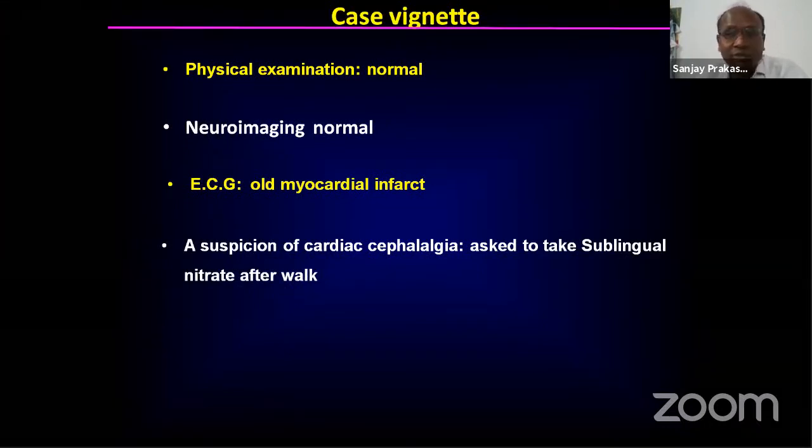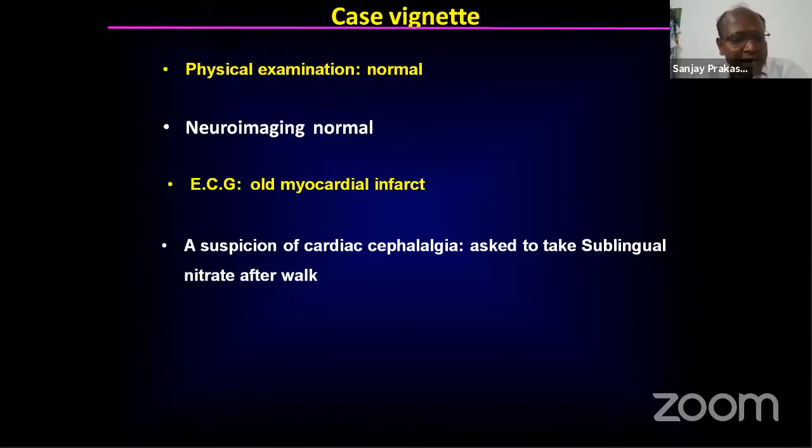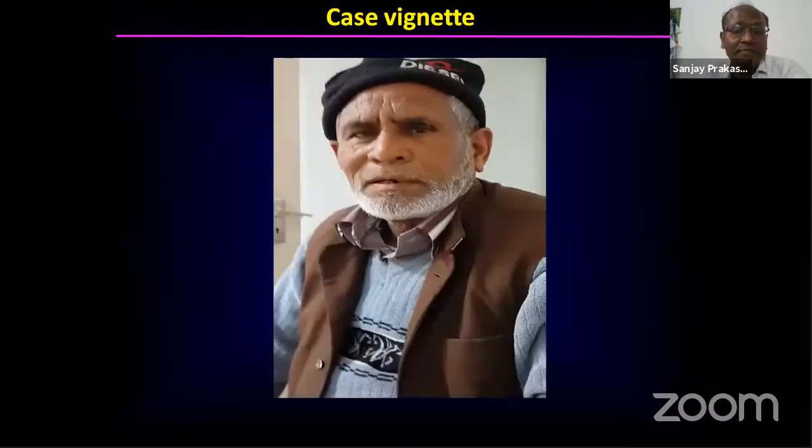take sublingual nitrate after a walk, just in my OPD. And after walking for 15 to 20 minutes, he had an attack, and we asked him to take sublingual nitrate, and he had marked relief in just 1 minute.